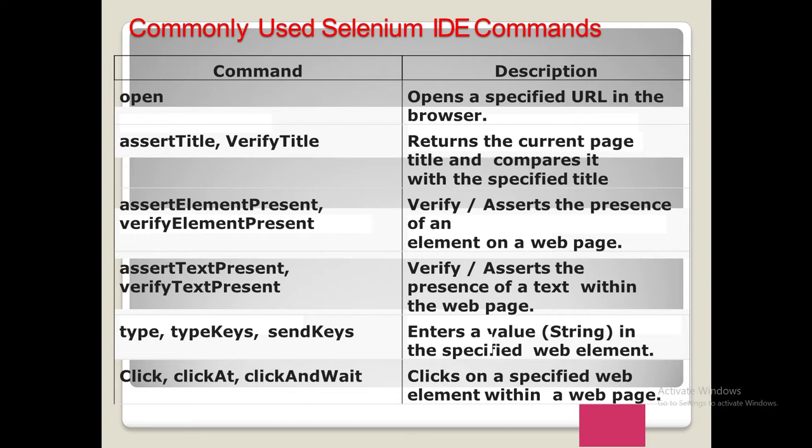Next commands are assert text present and verify text present, which are used to verify and assert the presence of a text within the web page. Next important command is type keys, send keys, which is used to enter a value in a specified web element. Next commands are click, click and wait, and these commands are used to specify the web element within the web page.